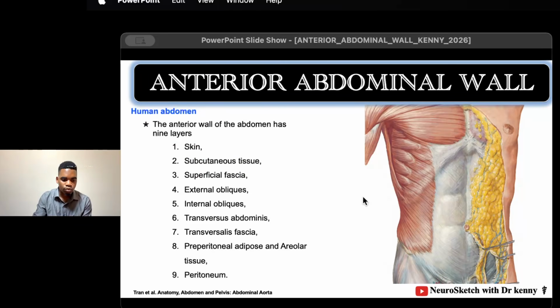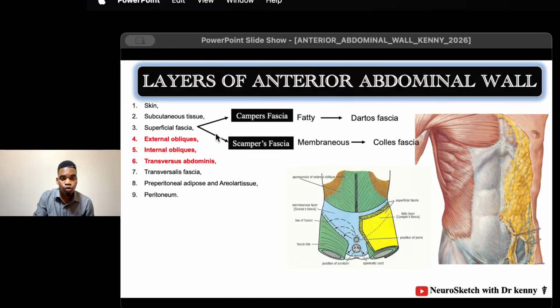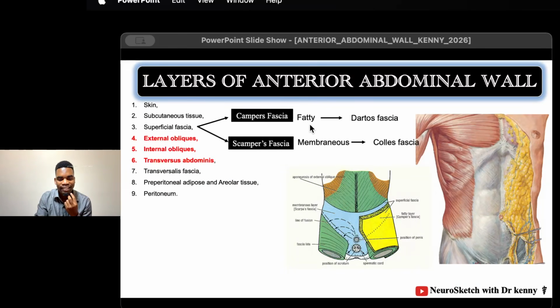Now let's talk about the superficial fascia. Superficial fascia has 2 parts, the membranous layer and the fatty layer. The outer one is the fatty layer, and the inner one is membranous. The fatty layer of the superficial fascia is called the Camper's fascia, the superficial fatty layer. And the deep membranous layer of the superficial fascia has 2 layers. This is the outermost one and this is the innermost one.